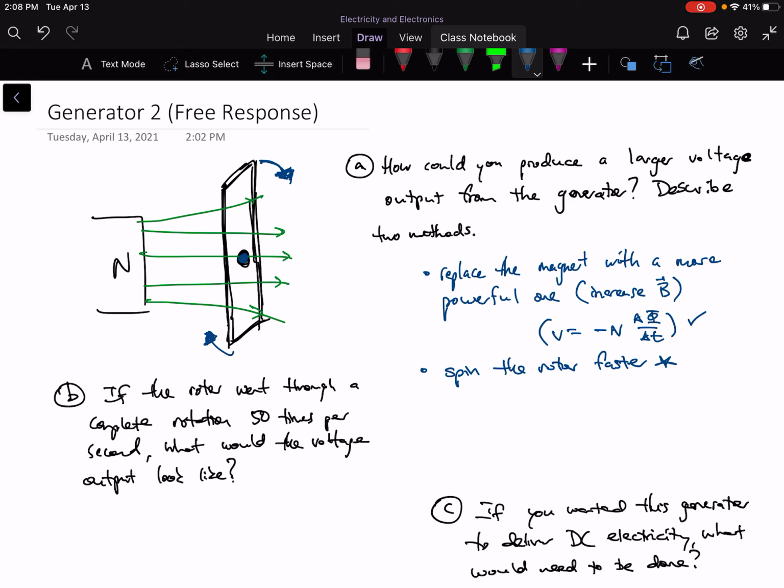Okay, so those are a couple of different things you could do. You could also think about bringing the magnet a little bit closer to the rotor. That would effectively do the same thing as replacing the magnet, because you bring it closer, you get a slightly more powerful magnetic field. So again, you induce more voltage. What else could you do? You could add more loops to the rotor coil, and that's the N in Faraday's law, and that would work well too. So, a few different options for that.